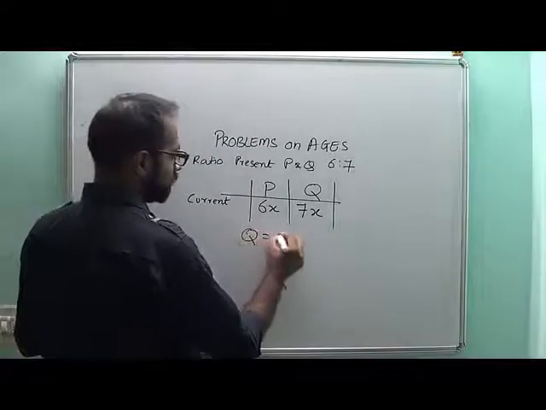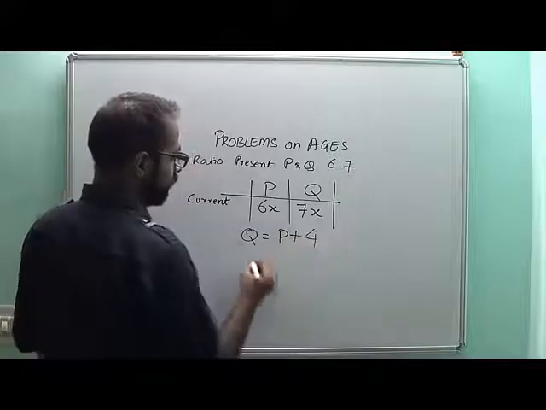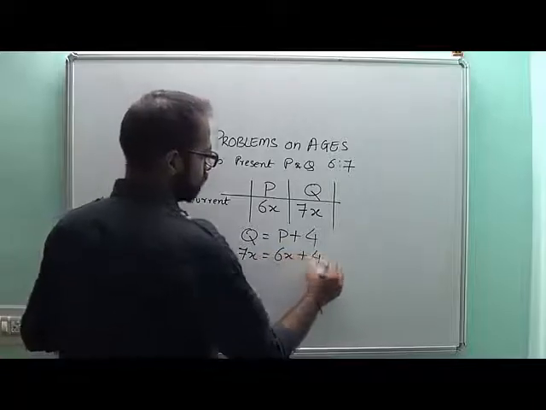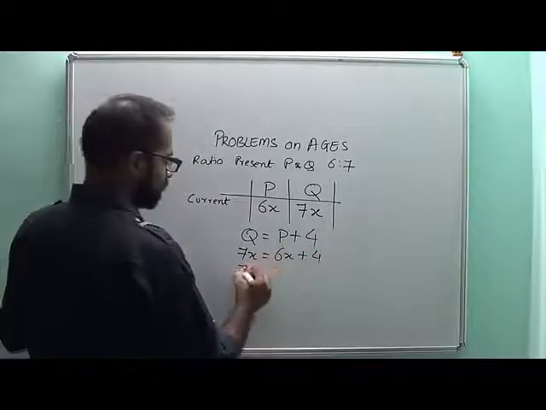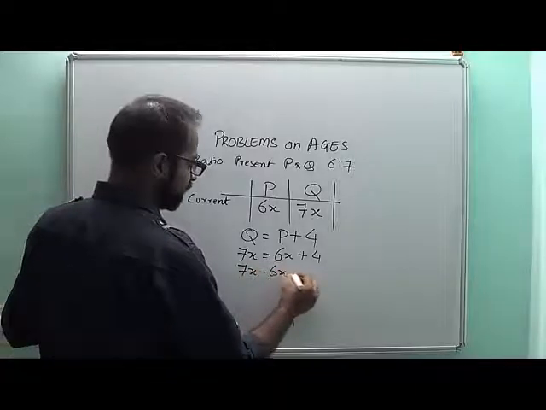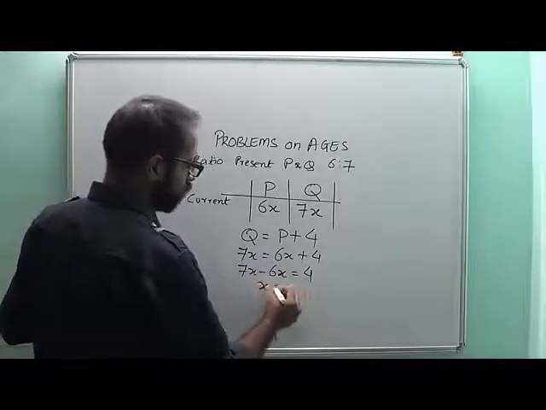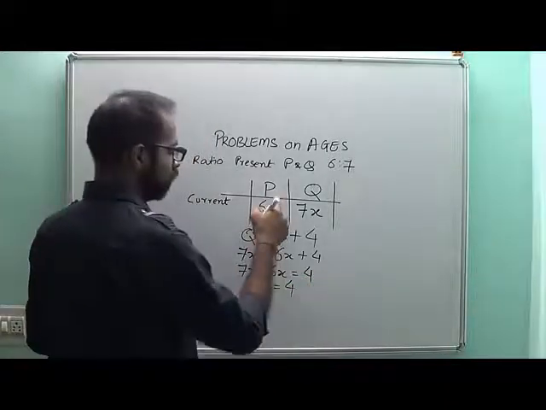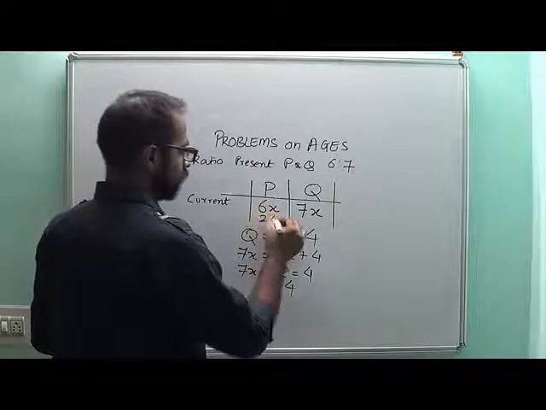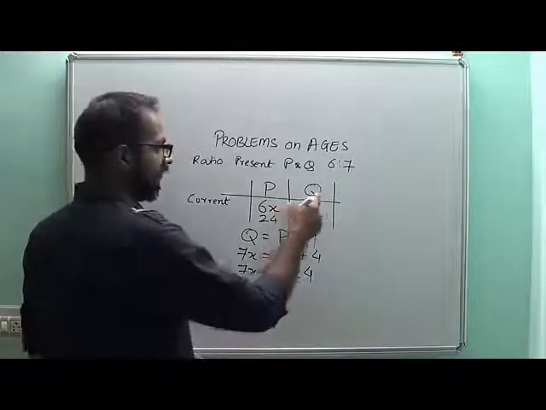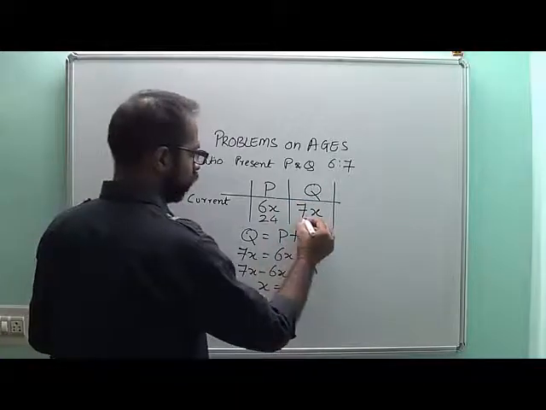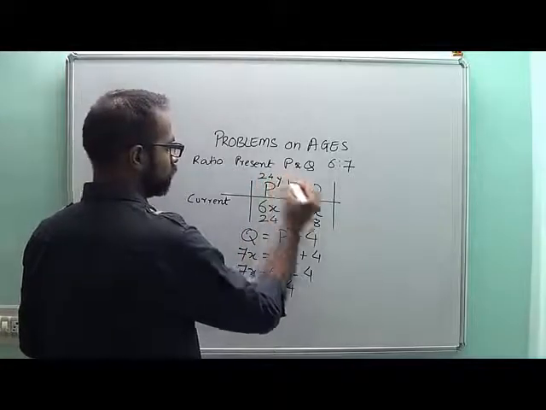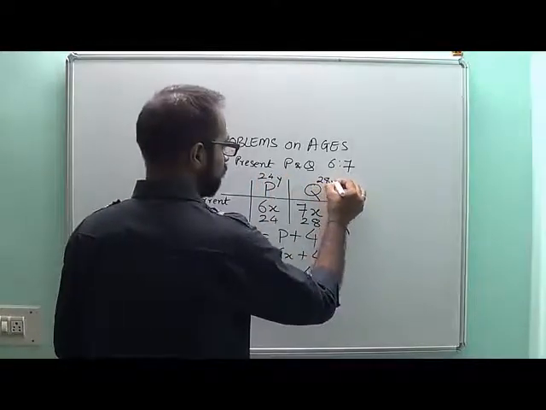Q is 4 more than P, which means 7x is equal to 6x plus 4. By simplifying this, I get 7x minus 6x is 4, or the value of x itself is 4. So where x is 4, the value of P is 6 into 4, that is 24, and the value of Q is 7 into 4, that is 28. So currently, P is 24 years of age and Q is 28 years of age.